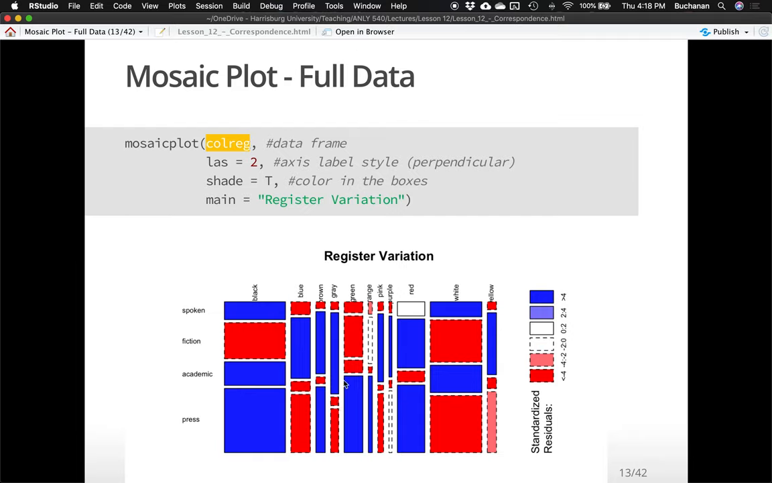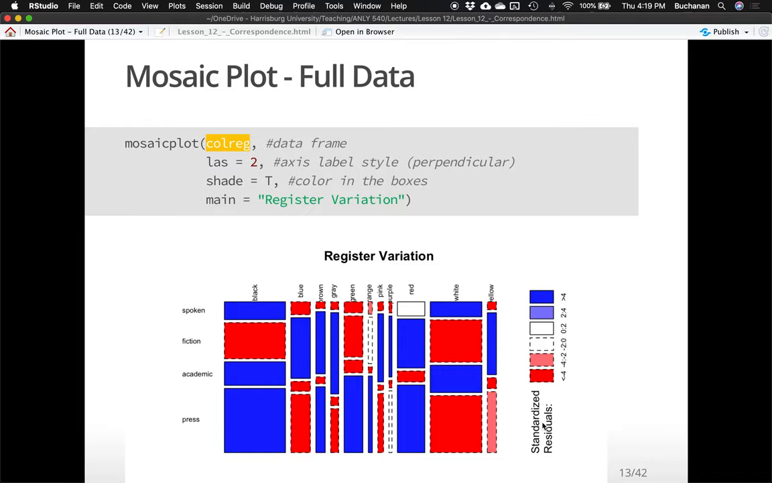Academic is kind of a mixed bag, and it's also hard to read because it doesn't go straight. But academic tends to follow the same pattern as spoken, where white and black are pretty common. Not a whole lot of flair in the academic ones. And then press is also a little bit all over the place. So if I had to group these together, I would say the academic and spoken are early in the Berlin and Kay order, fiction a little bit later, press somewhere in the middle.